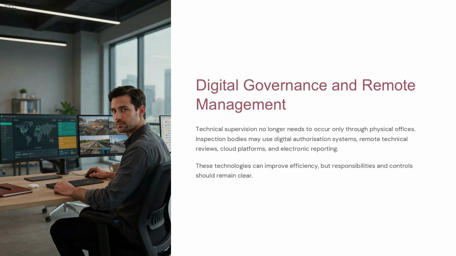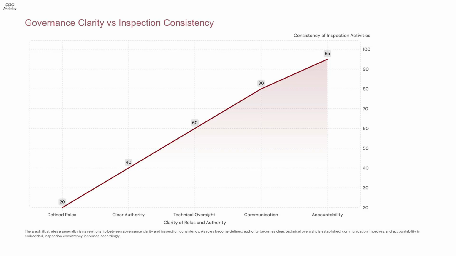Technical supervision can now occur remotely using digital systems. These technologies improve efficiency, but responsibilities must remain clear. The graph shows the relationship between governance clarity and inspection consistency. As roles and authority become defined, technical oversight improves, leading to better accountability.